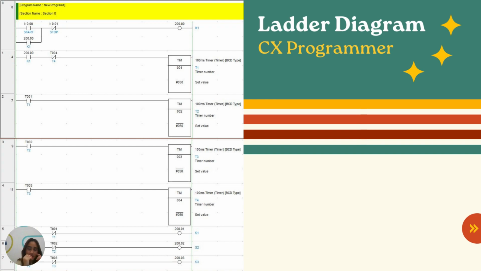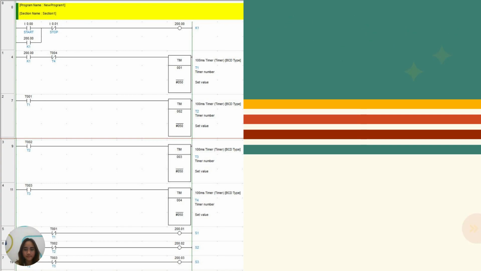And here's the ladder diagram in the CX-Programmer. The input terminal with address 00 is connected to push button NO, and input address 01 is connected to push button NC, while on the output terminals, address 00 can be connected to indicator lights as a marker that the system is running. Output address 01 is connected to solenoid S1, output address 02 is connected to solenoid S2, output address 03 is connected to solenoid S3, and output address 04 is connected to solenoid S4.